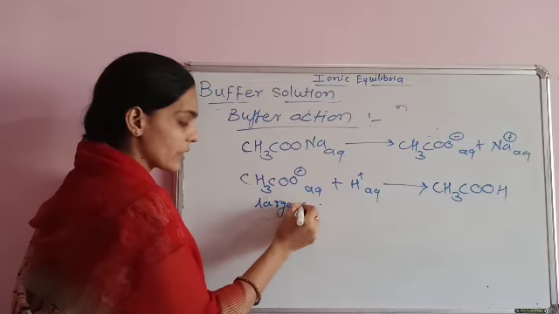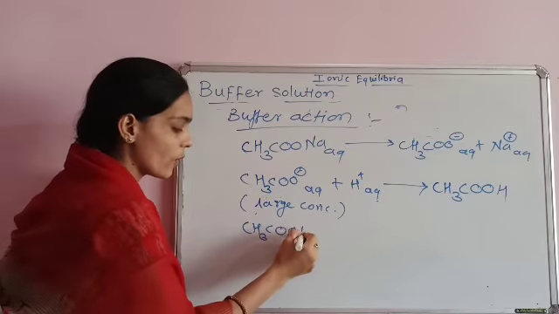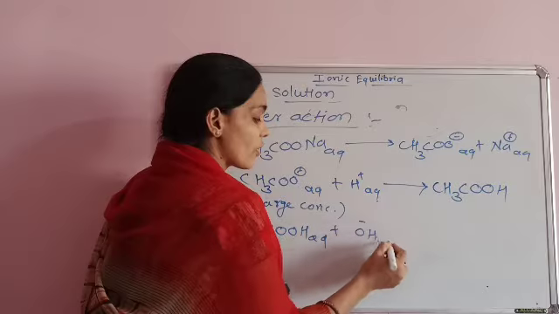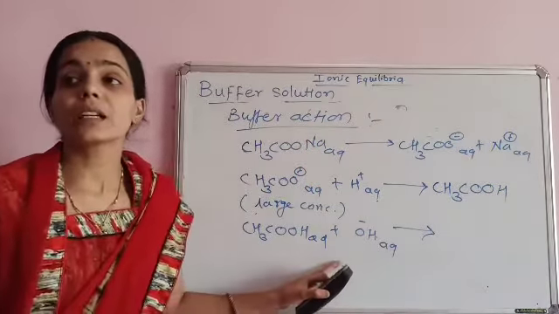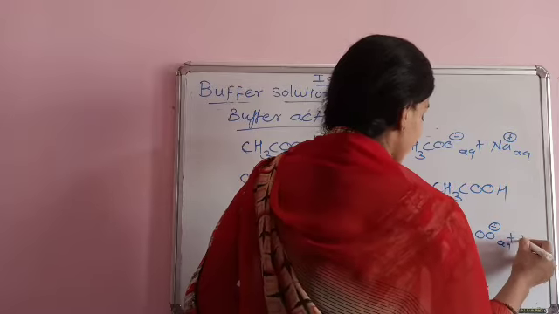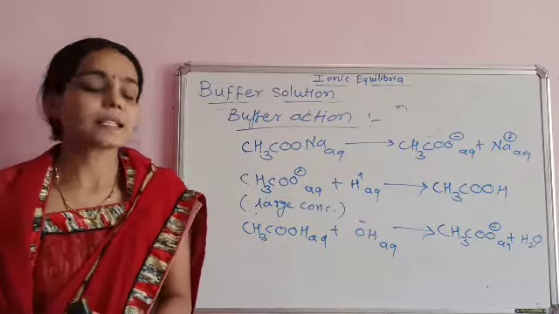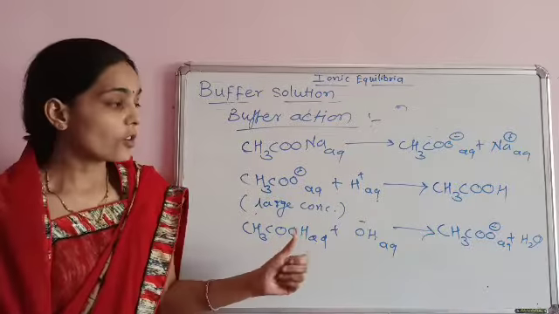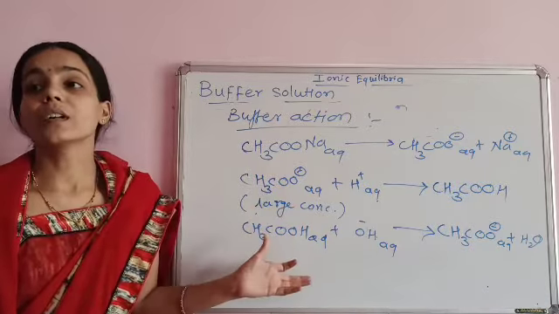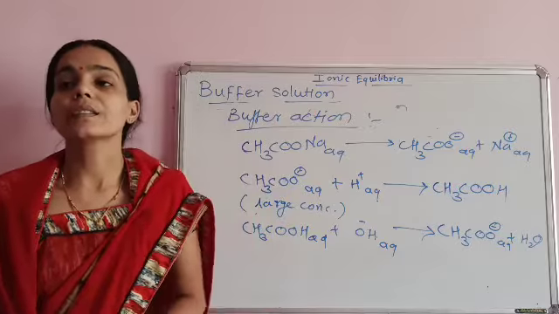This is present in large concentration in the buffer solution. CH3COOH, present in large concentration in the aqueous medium, neutralizes the added strong base OH minus, forming CH3COO minus plus H2O in liquid form. When acid or base is added, the concentration of H plus or OH minus ions does not change, which means the pH of the buffer remains unchanged.